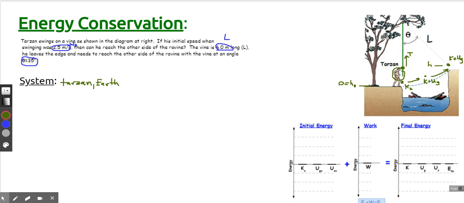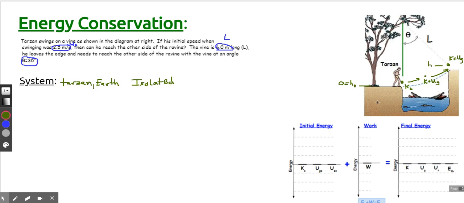Whatever kinetic energy he has initially is going to be the final energy he has at this point. The vine isn't giving him any energy. So I'm going to say isolated. Just by virtue of grabbing onto the vine, it doesn't give him energy.